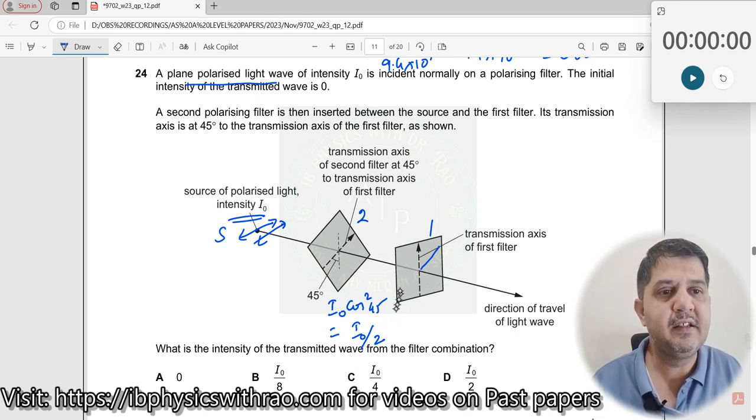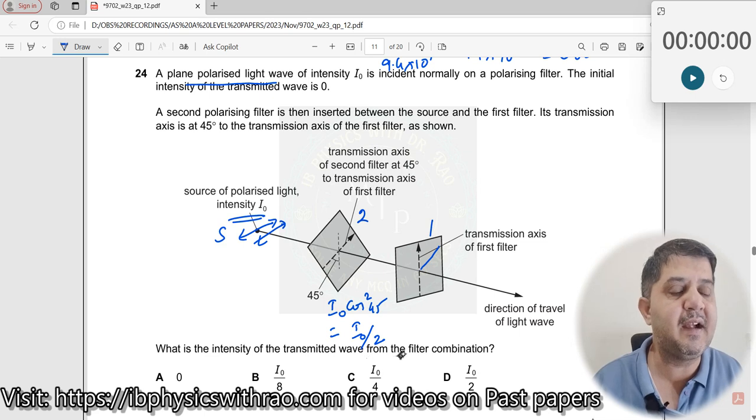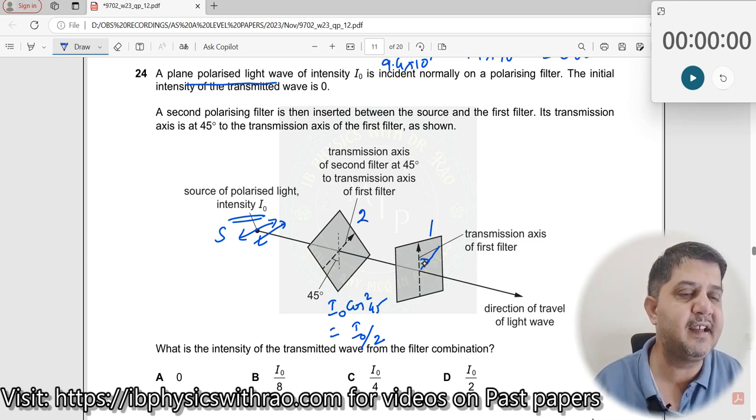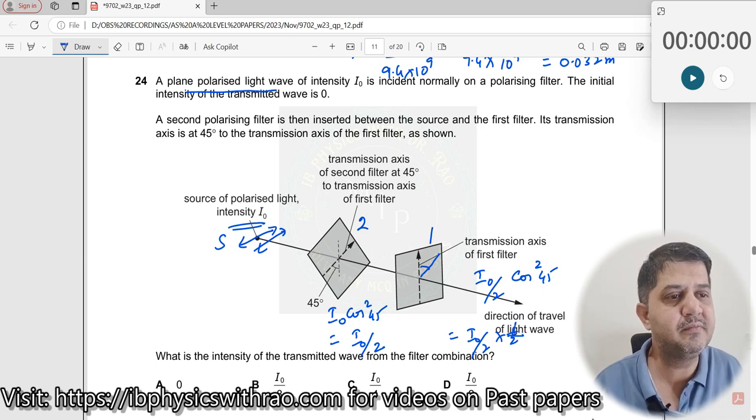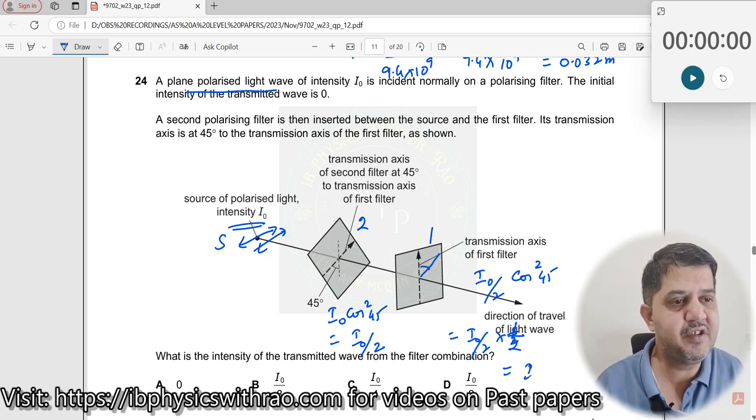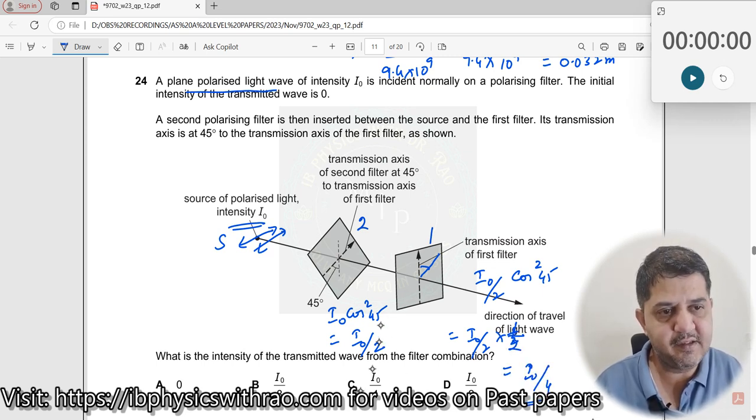Then what is the intensity of the transmitted wave after the filter combination? When this comes here, it is now vibrating like this over here, but the transmission axis is like this over here. What is the angle once again? The angle is once again 45. So when it comes outside here, this will be I0 by 2, apply Malus Law once again, cos squared 45, which should now be equal to I0 by 2 into half, which should now be equal to I0 by 4. Thus the answer is C over here.